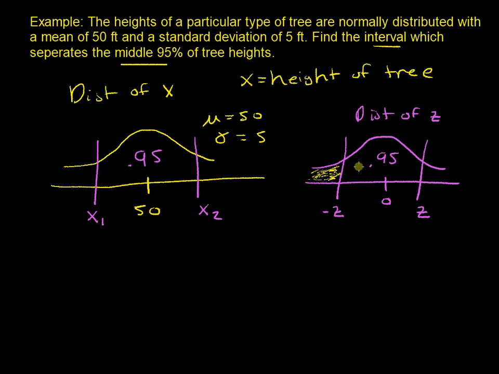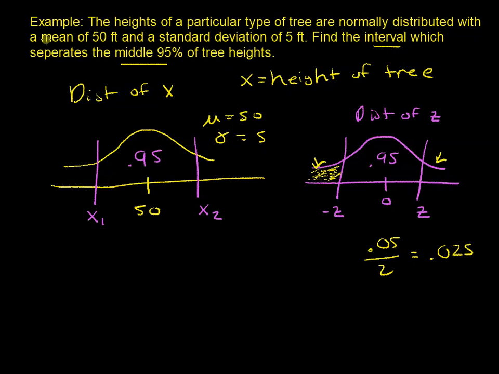The area that's already accounted for is 95%, so the area left in the tails must be 5%. Half of the area must be in each tail because it's symmetric, so half of 5% is here and half of 5% is there. If you take 0.05 and divide by 2, you get 0.025. That's the area here and there.